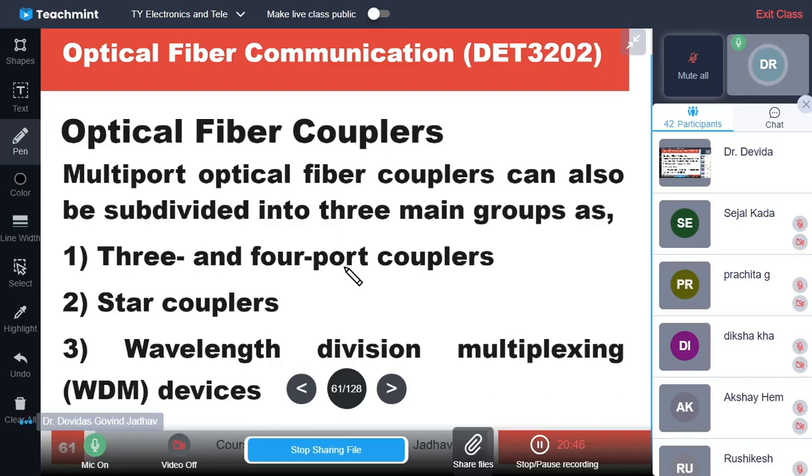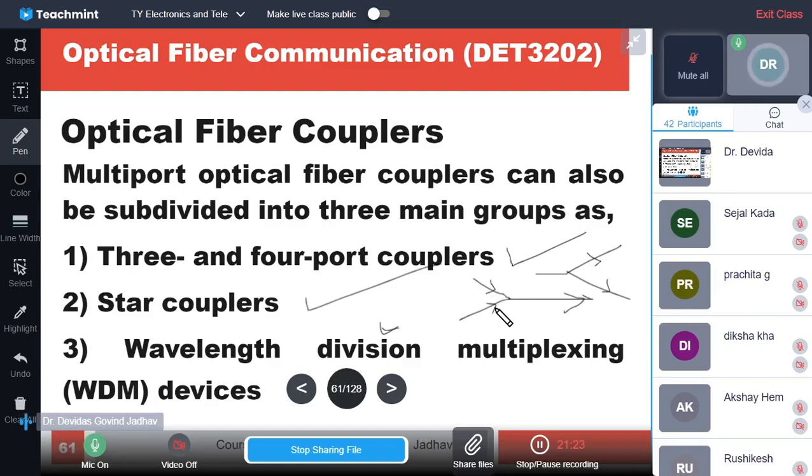Then multi-port optical fiber couplers can also be subdivided into three main groups, that is 3 and 4 port couplers, star couplers, and wavelength division multiplexing WDM devices. So 3 port couplers have one main fiber and 2 signal carrying fibers, or 2 signal carrying fibers combined into a single fiber. So this can be useful in distributing the signal.